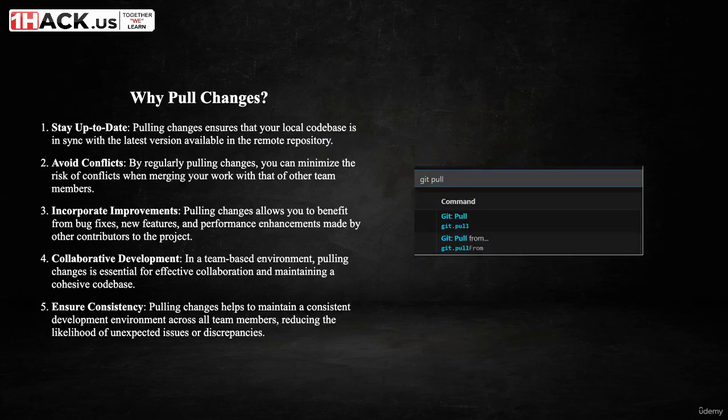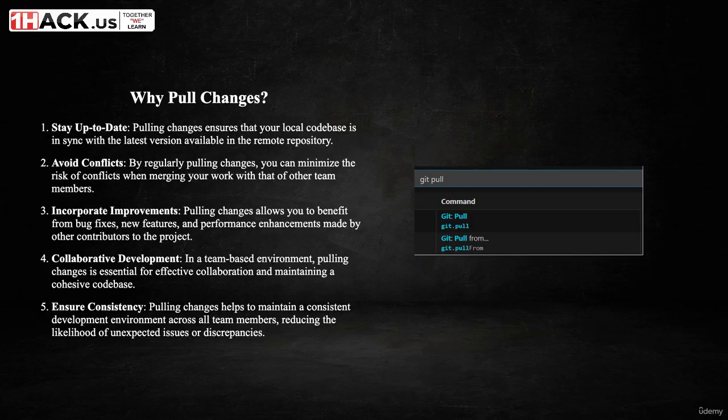Now, let's dive into the reasons why pulling changes is so important in software development. The first and most obvious reason is to stay up to date with the latest version of the codebase. By regularly pulling changes, you can ensure that your local environment is in sync with the remote repository, which may include bug fixes, new features, or performance improvements.